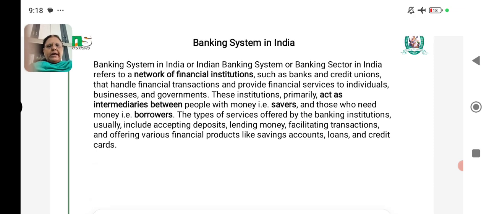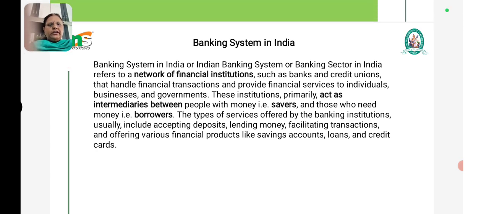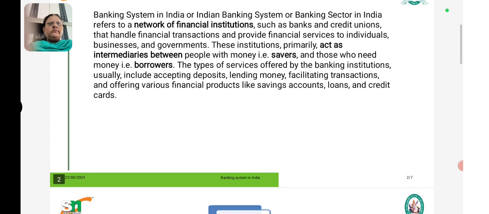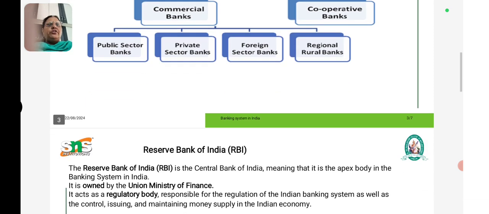The banking system of India consists of two parts, that is the unorganized and organized sector. The unorganized sector comprises money lenders and indigenous bankers. The organized sector consists of commercial banks, cooperative banks, and regional rural banks. So this is the structure of the Indian banking system: the RBI, under it scheduled banks and non-scheduled or unscheduled banks. The scheduled banks are classified into commercial banks and cooperative banks. Commercial banks are again classified into public sector, private sector, foreign sector and regional rural banks.